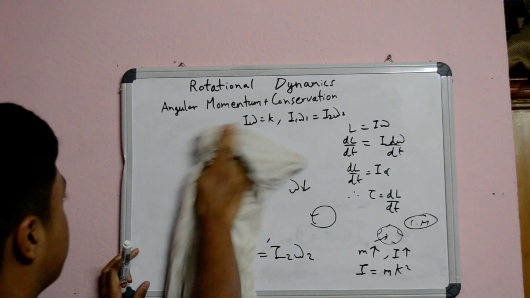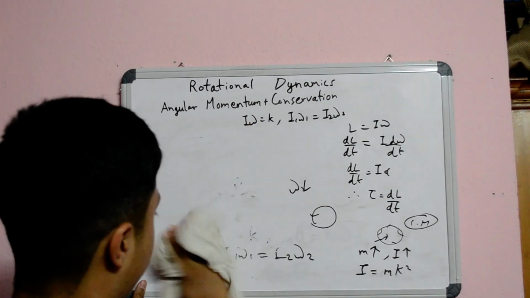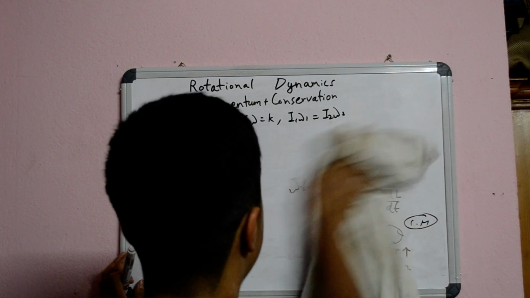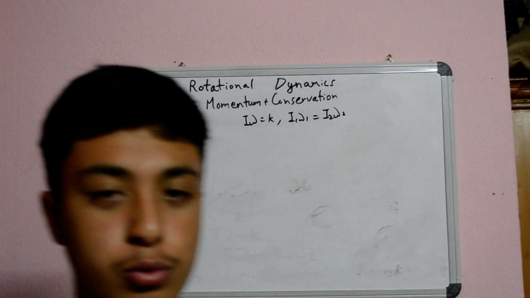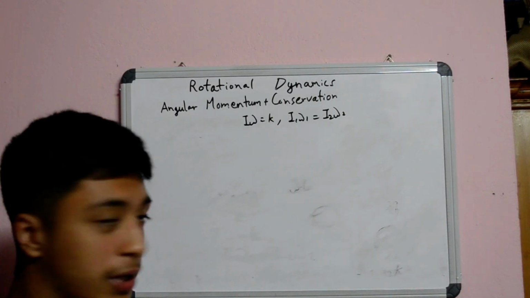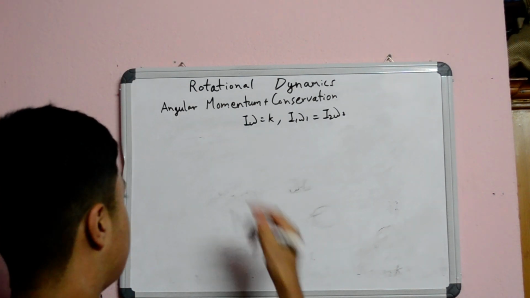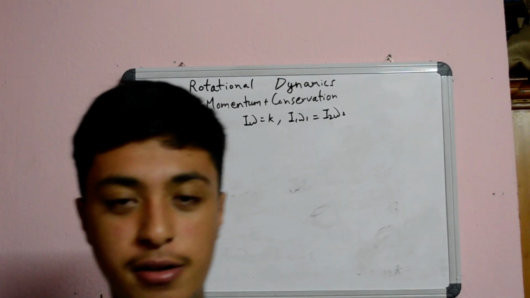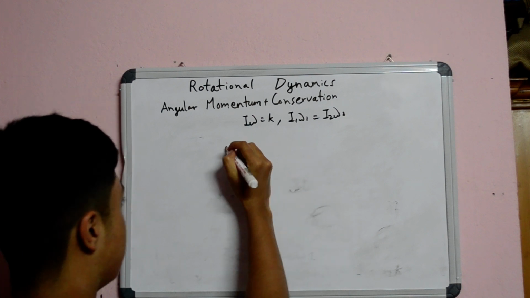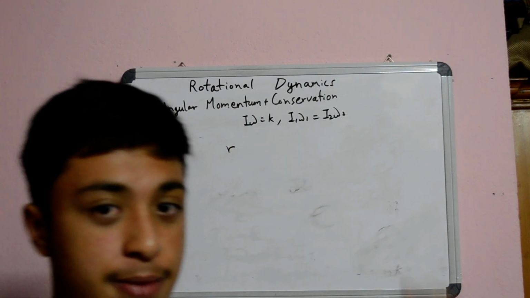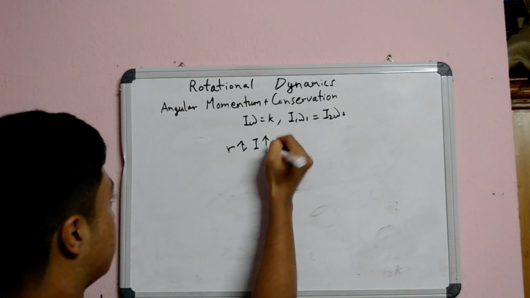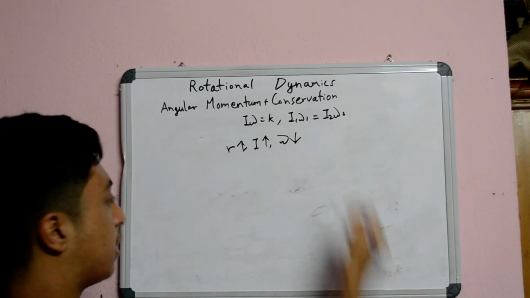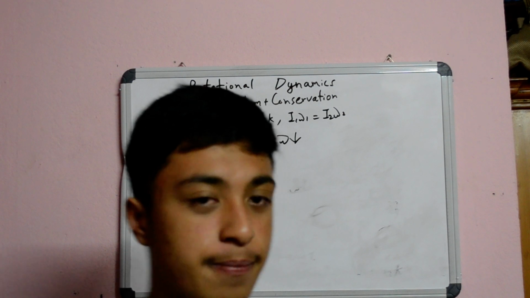And we have similar questions related to this one, such as why do ballerinas spread their arms to come to rest or to slow down? Well, because if the ballerina stretches her arms, then the perpendicular radius from the axis of rotation will increase, so moment of inertia will increase, thus the angular velocity will decrease and she will start slowing down.